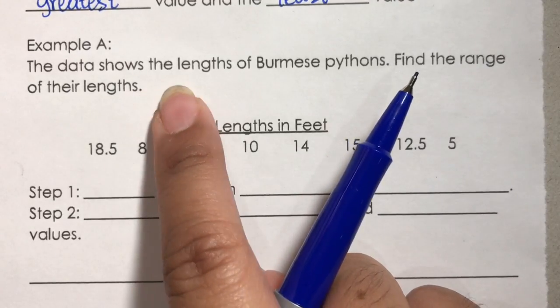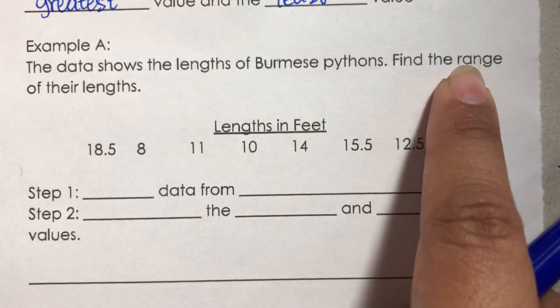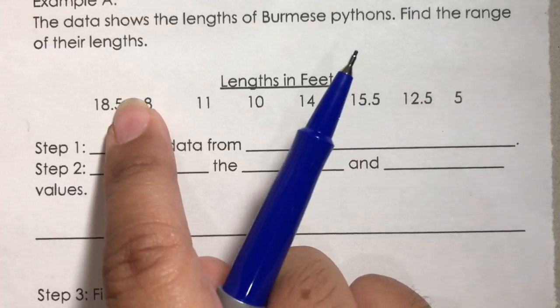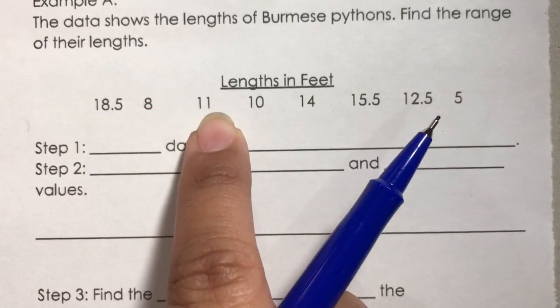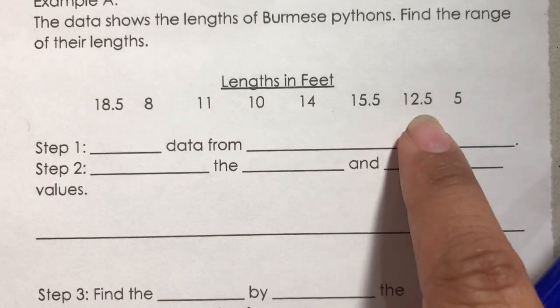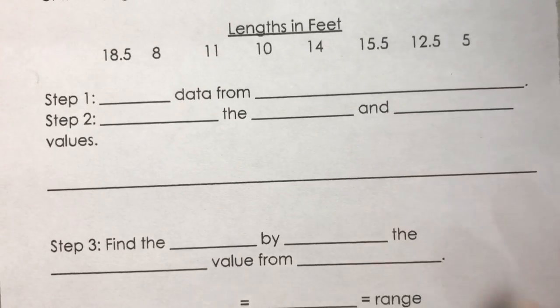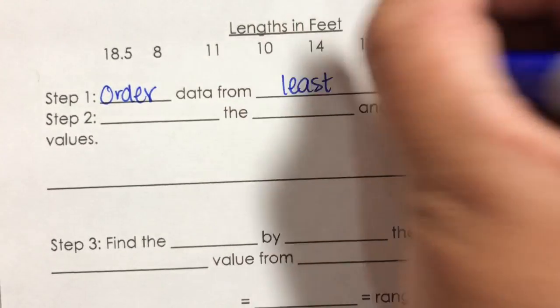Example A: the data shows the lengths of Burmese pythons, a type of snake. Find the range of their lengths. That's really random. Okay, so we have all of their lengths here: 18 and a half, 8, 11, 10, 14, 15 and a half, 12 and a half, and 5. Step one for finding the range of a data set: you just have to order the data from, you guessed it, least to greatest.